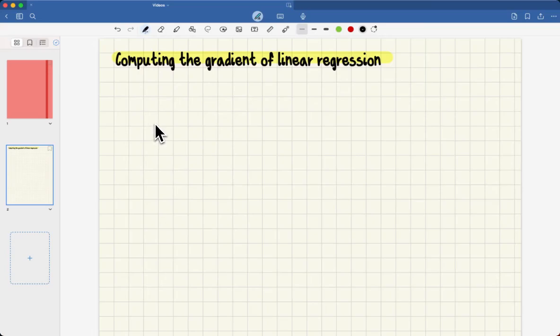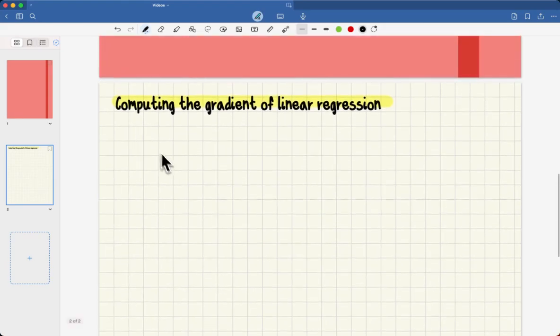Hello everyone, today we're going to go over how to compute a gradient of linear regression, which is used a lot in introductory ML courses. So the basics of linear regression is the following.